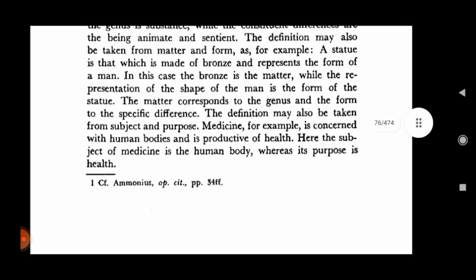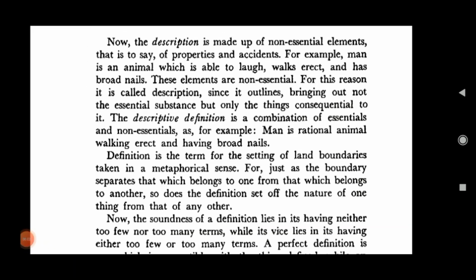The definition may also be taken from subject and purpose. Medicine, for example, is concerned with human bodies and is productive of health. Here, the subject of medicine is the human body, whereas its purpose is health. Now, the description is made up of non-essential elements, that is to say, of properties and accidents. For example, man is an animal which is able to laugh, walks erect, and has broad nails. These elements are not essential.